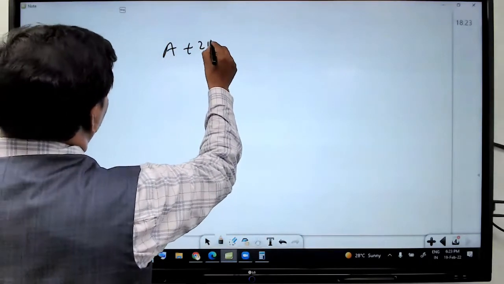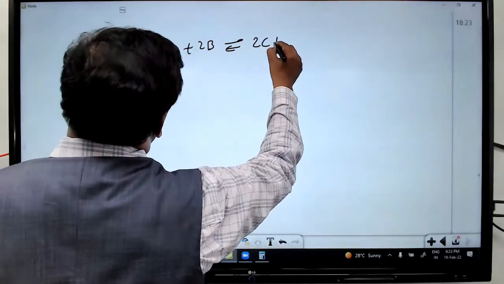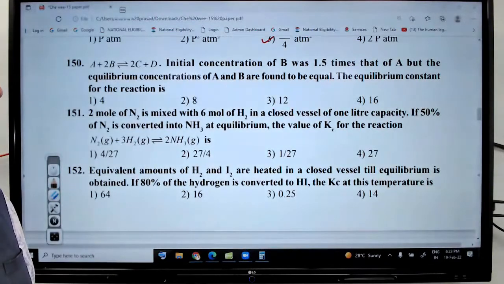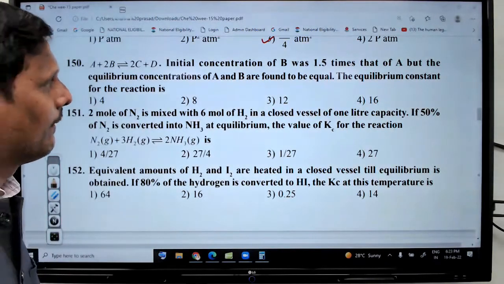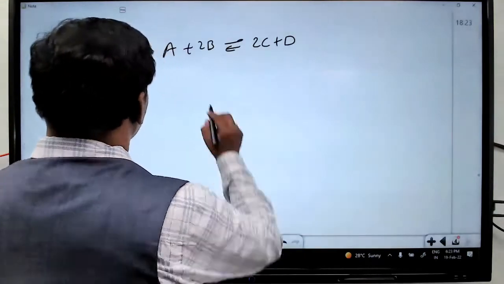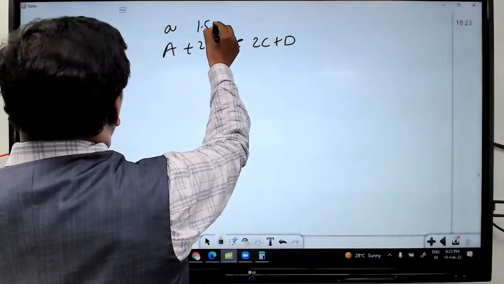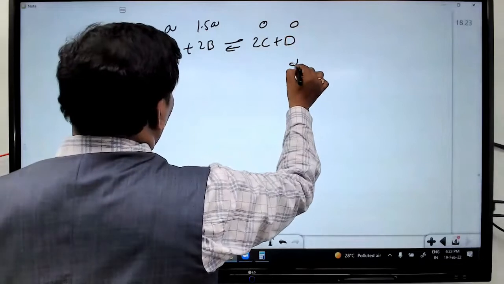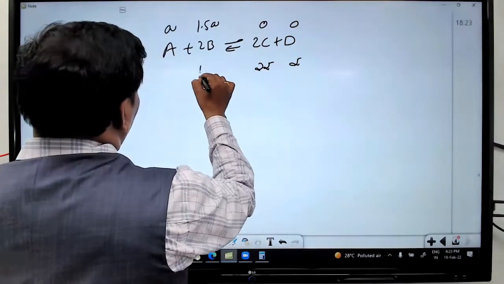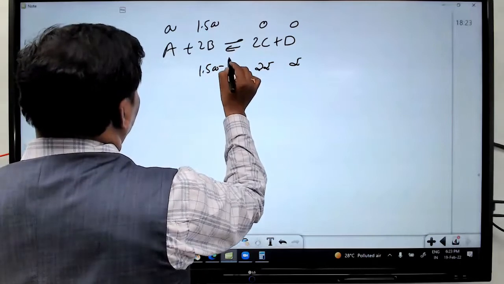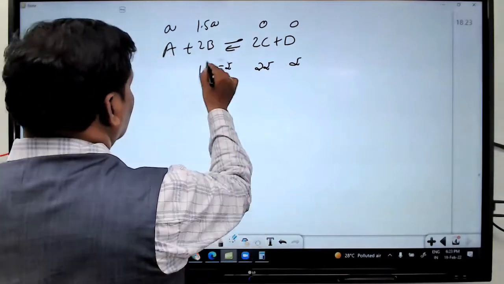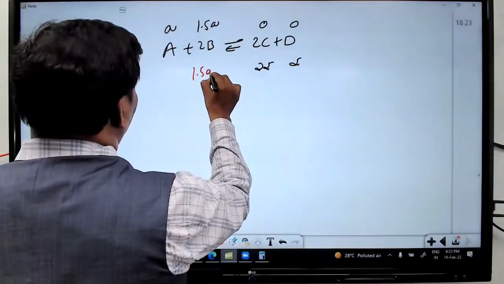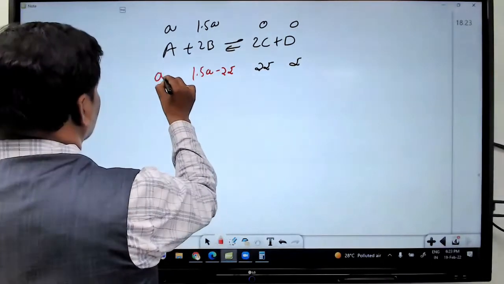A plus 2B gives rise to 2C plus D. This is given. Initial concentration of B was 1.5 times that of A. अच्छा, this is A, this should be 1.5A. अच्छा, A, 0, 0. Alpha, 2 alpha. 1.5A minus 2 alpha, A minus alpha.